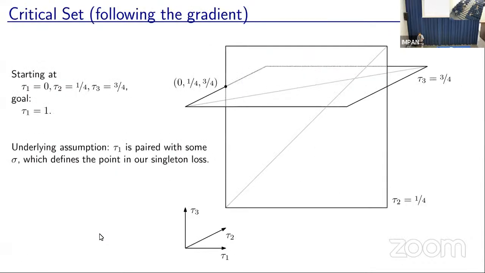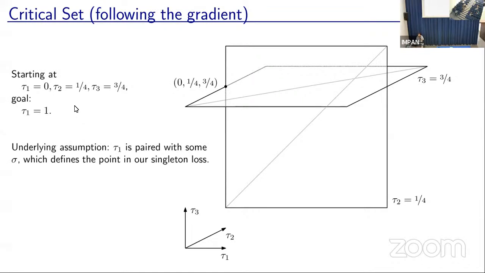The very useful notion here is that of critical set. Suppose that I have the following situation. I have three simplices, tau one, tau two, tau three. They have values zero, a quarter, and three quarters. And somehow my loss tells me that I want to set the value of tau one to be one. So that's the only goal, which really means, in the previous formulation, that tau 1 is paired with some sigma that defines the point in the persistence diagram, and I want to move that point from whatever is the value of sigma comma 0 to whatever is the value of sigma comma 1.